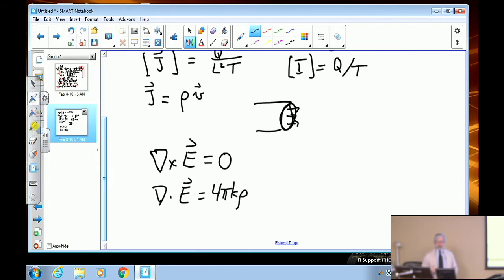If I put a K in here, I can deal with CGS or SI systems. K equals 1 gives me CGS, and K equals 1 over 4 pi epsilon naught is SI.